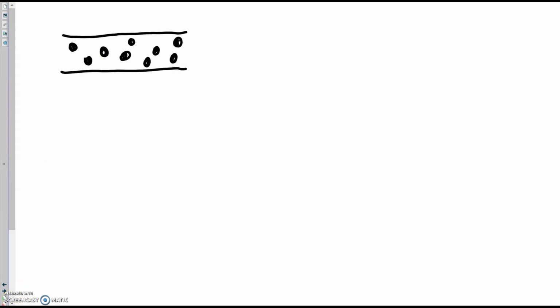Here's a resistor right here. You can see there are molecules inside the resistor, and now we're going to send some charges through. We're going to create a current.